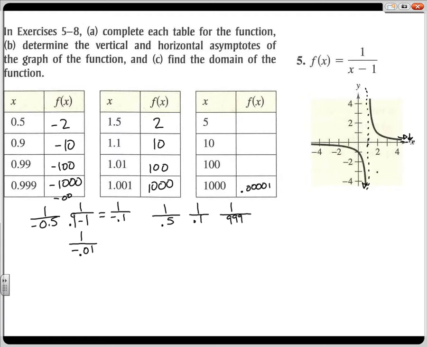All right, so the vertical and horizontal asymptotes are part B. Our vertical asymptote going up and down is x equals 1. Our horizontal asymptote, the line that we're not going to cross here, is y equals 0. And find the domain of the function. For the domain, we can't cross that asymptote, so we're going to say x cannot equal 1.